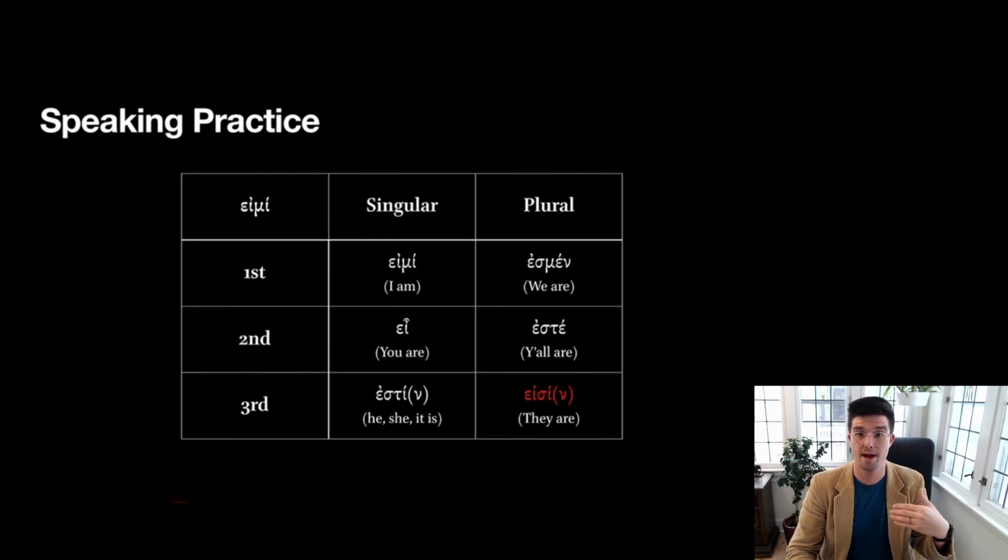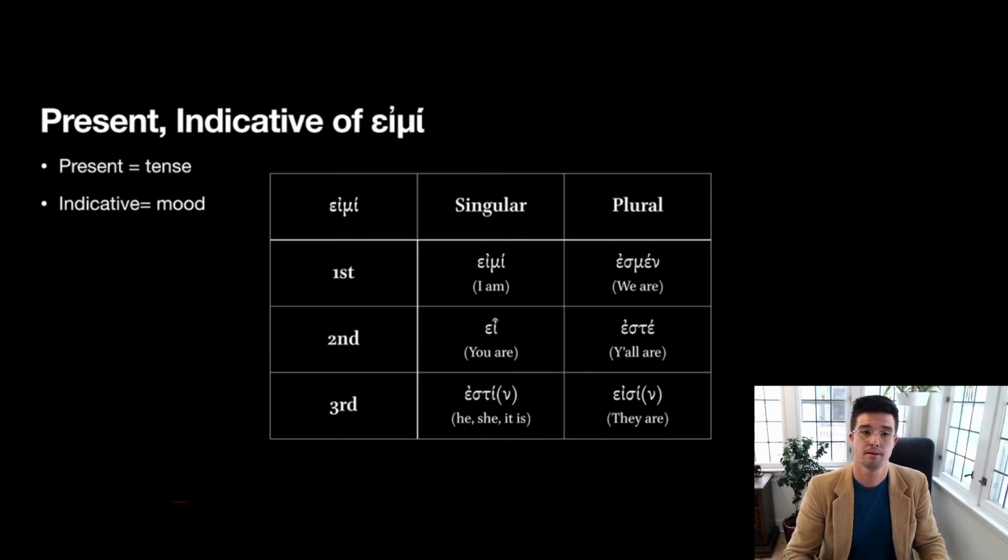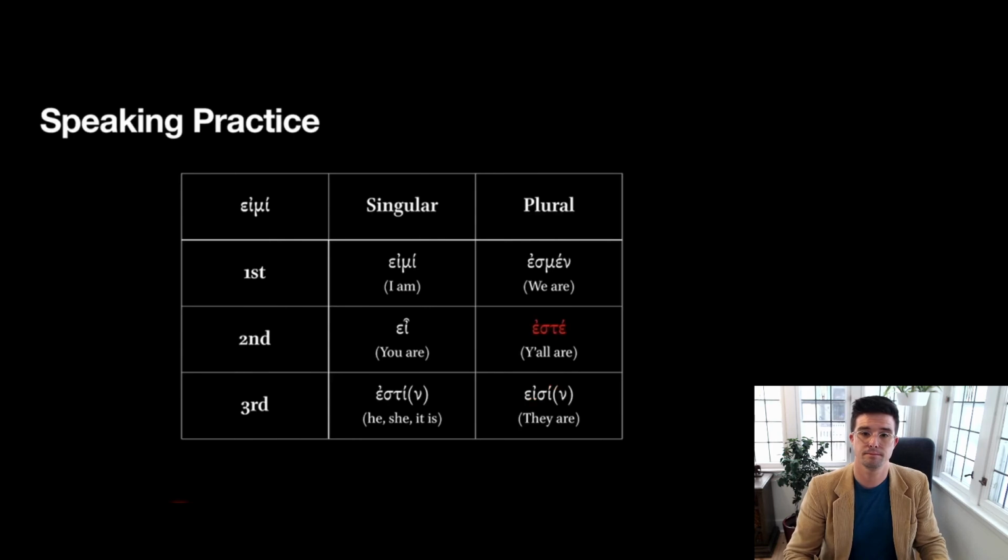You repeat the first 3 after me. Then I'll say the second 3. You repeat the second 3 after me. eİmī, estin, esmen, esti, eisen. And in our third go through, I'm going to say all 6, and you repeat all 6 after me. eİmī, estin, esmen, esti, eisen.